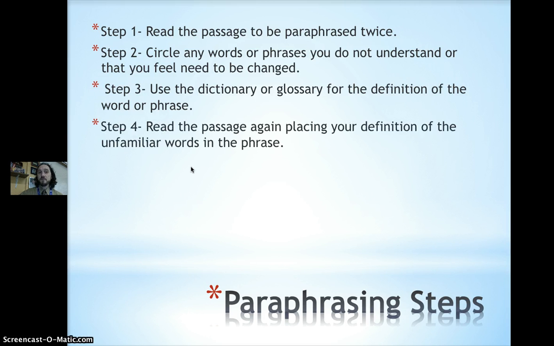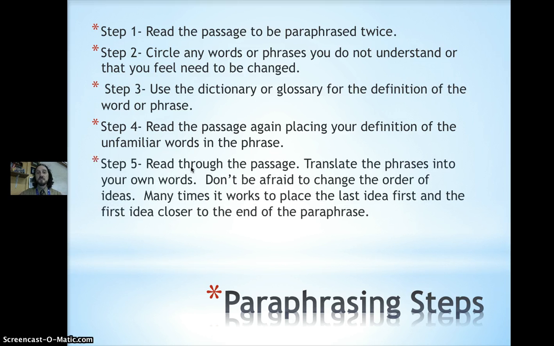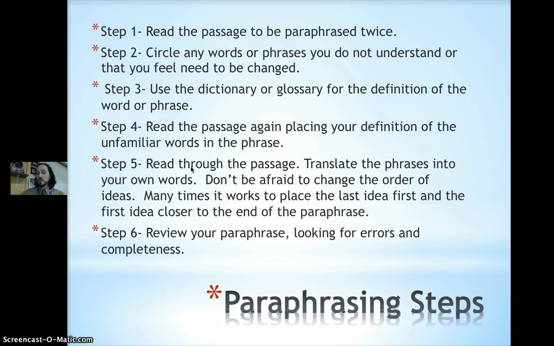Step 4, read the passage again, placing your own definition of those unfamiliar words, those large words, in the phrase. And then read through the passage and translate the phrases into your own words. Now don't be afraid to change the order of the ideas. Many times it works to place the last idea first and then take the first idea and put that closer to the end of the paraphrase so that you're changing the structure completely. And lastly, review your paraphrase looking for errors or completeness. So those are 6 steps that you want to do.